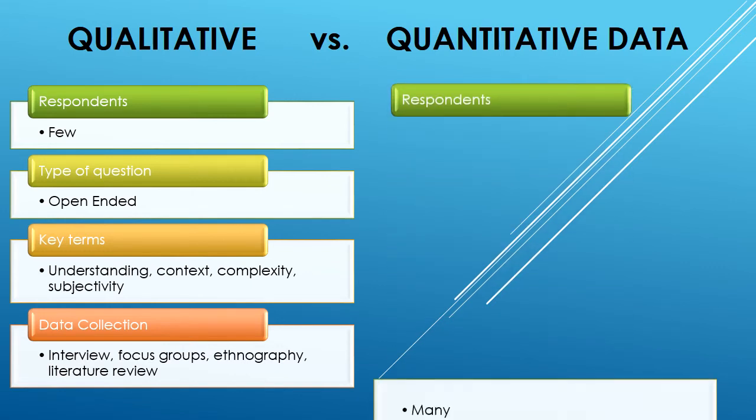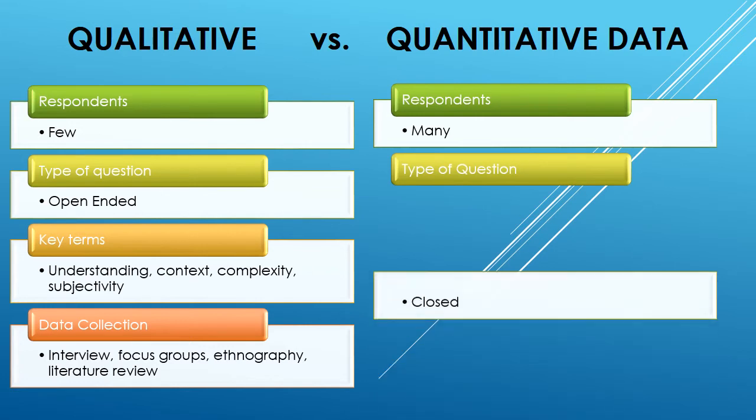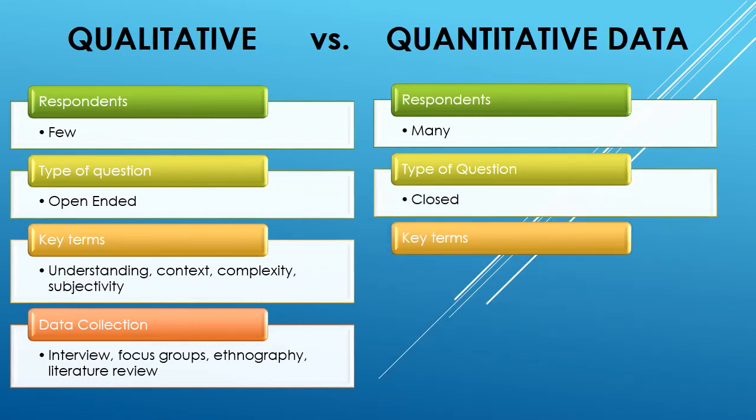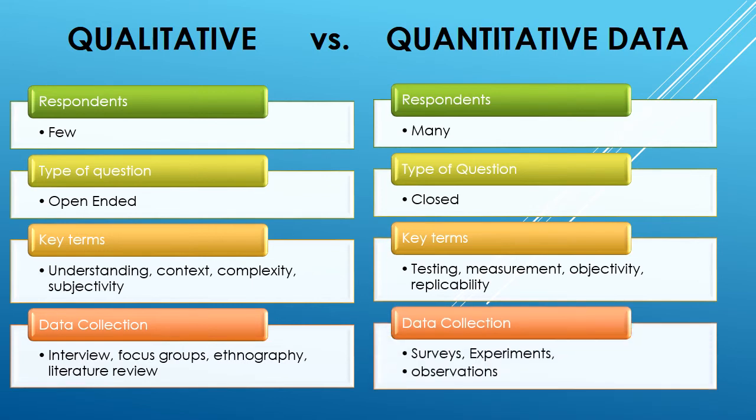In quantitative data, the respondents are many. The type of questions is closed. And the key terms are testing, measurement, objectivity, and replicability. The data collection methods include surveys, experiments, and observations.